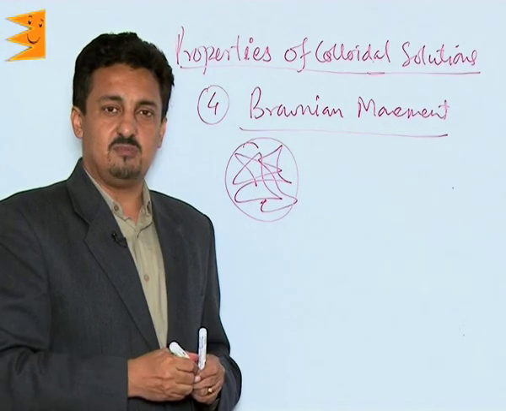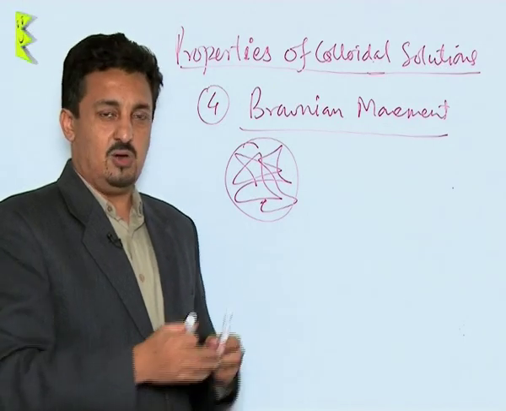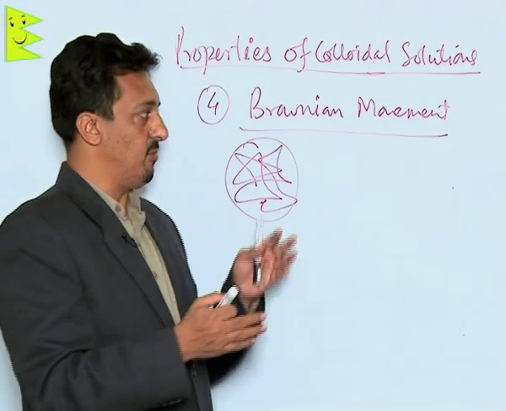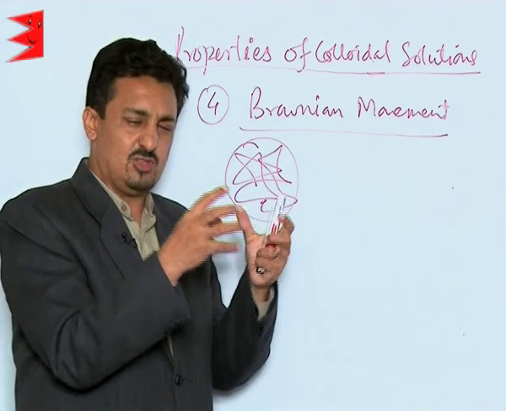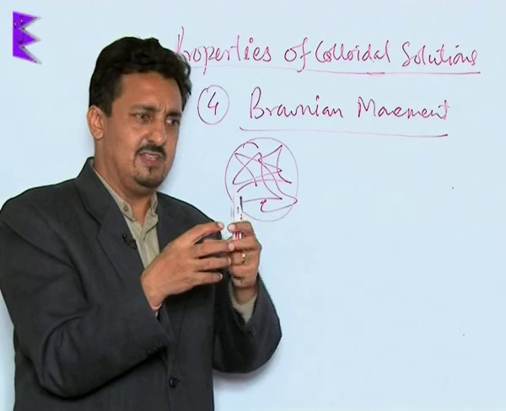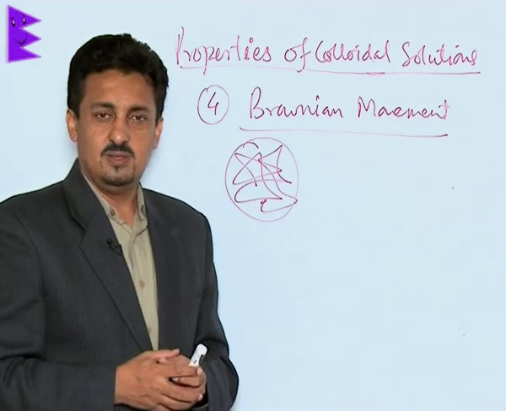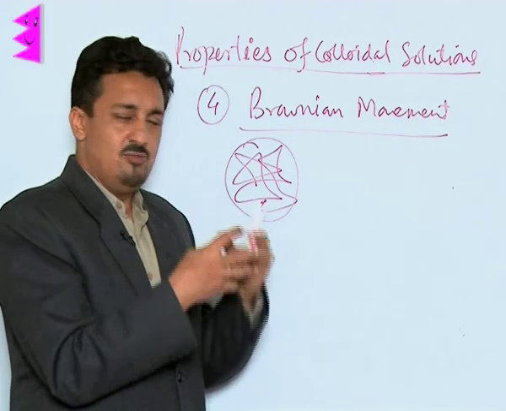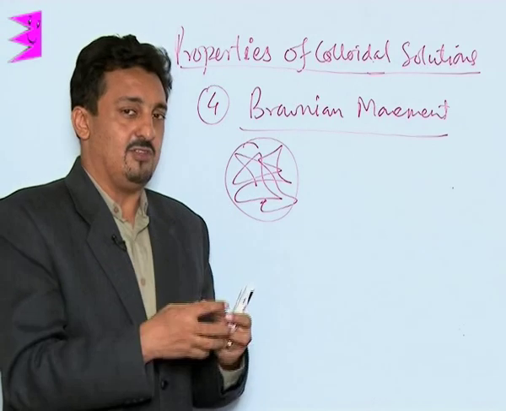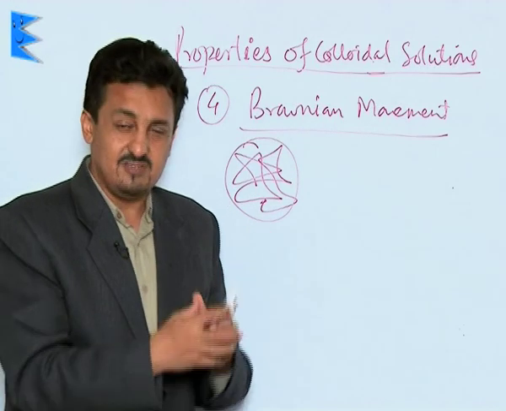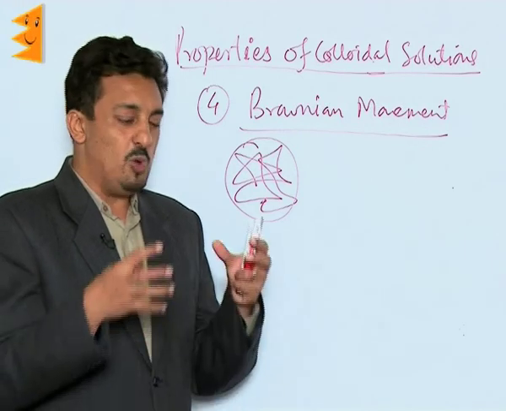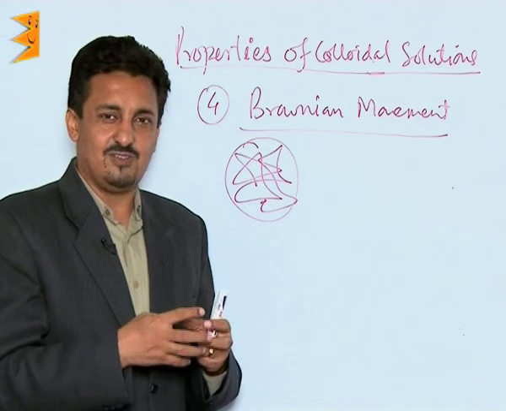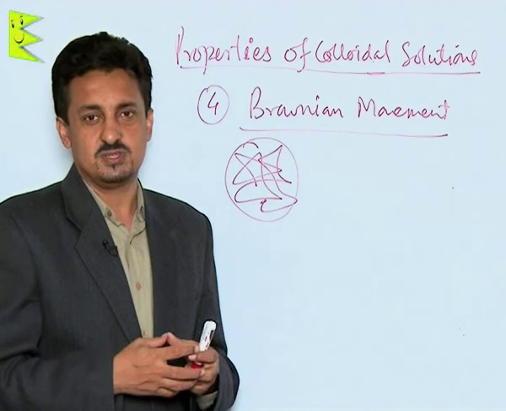It was first studied by Robert Brown, and that is how it gets the name Brownian movement. This zigzag movement of the colloidal particles is due to their continuous collision with the other colloidal and the dispersion medium particles. Now this Brownian movement is independent of the nature of the colloidal, but it depends upon the size of the colloidal and the viscosity of the medium used. Smaller the size, lesser the viscosity, faster is the Brownian movement.